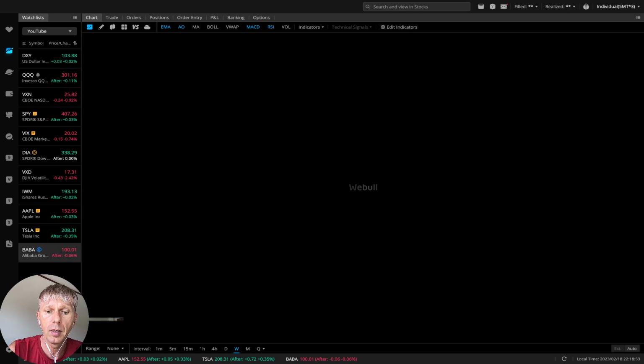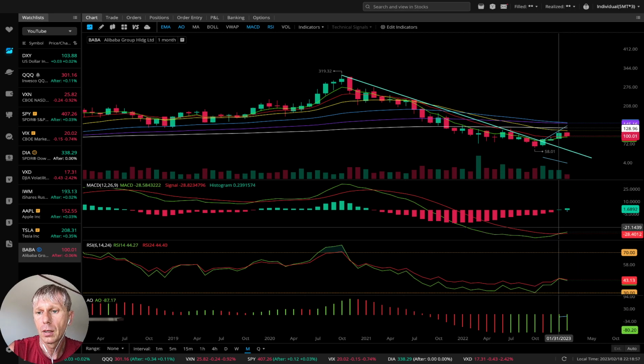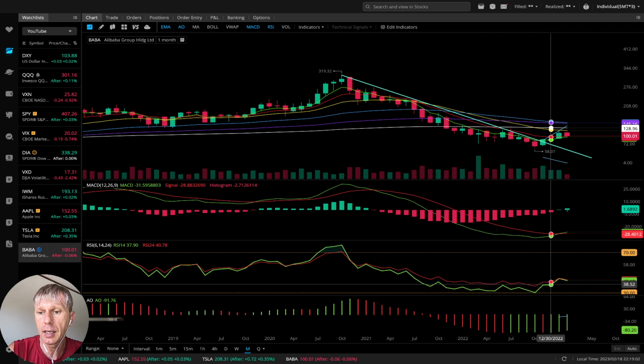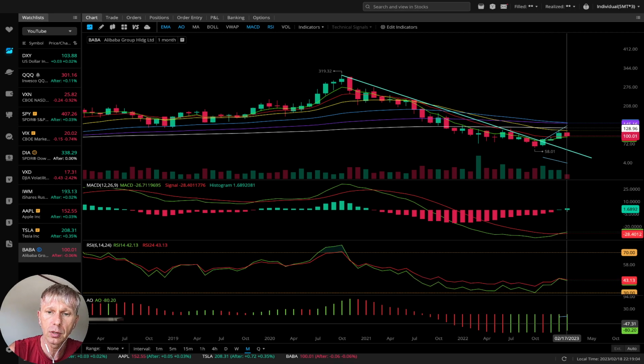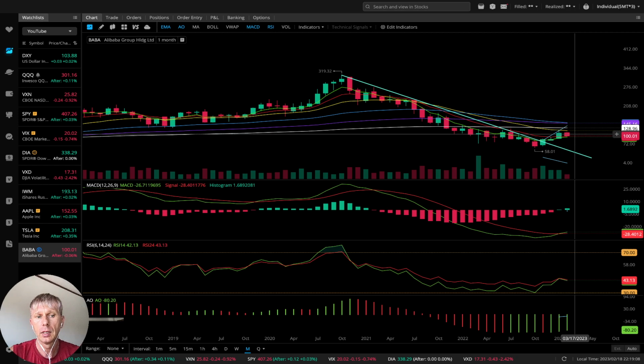Let's move to BABA. BABA monthly. Bullish crossover on MACD, RSI wants to go bullish, awesome oscillator bullish, MA5 ready for bullish crossover also. BABA wants to go bullish on monthly.